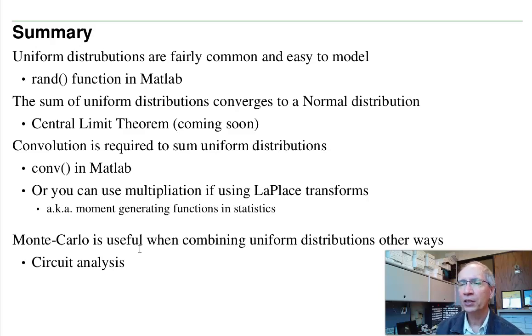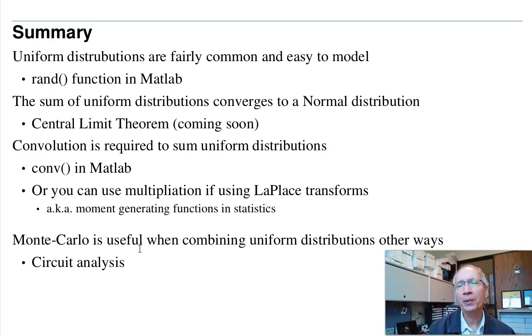To combine uniform distributions, you've got a couple choices. I could use convolution in MATLAB. I could use multiplication using Laplace transforms, i.e. moment-generating functions. I could integrate by hand, which is really painful. I wouldn't do it that way. Another approach is Monte Carlo. So when I add uniform distributions, I can use those approaches.